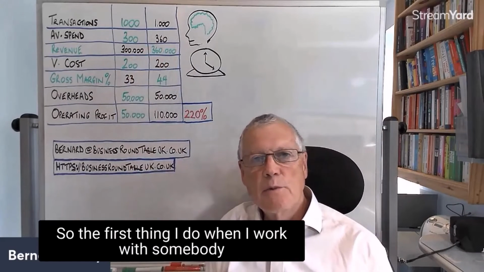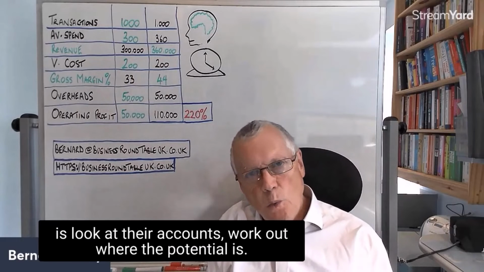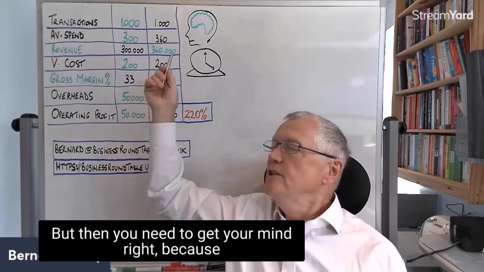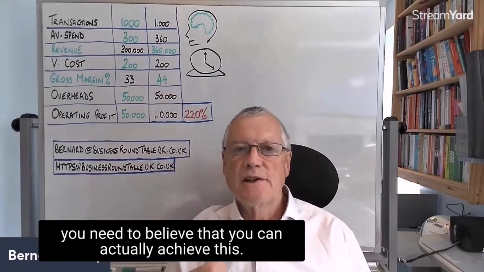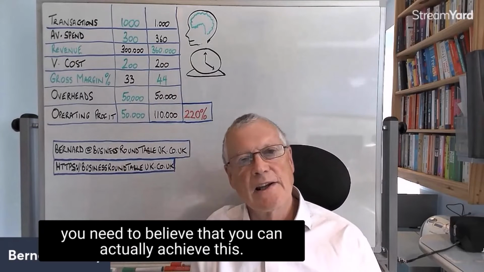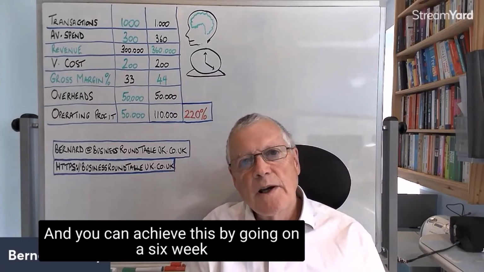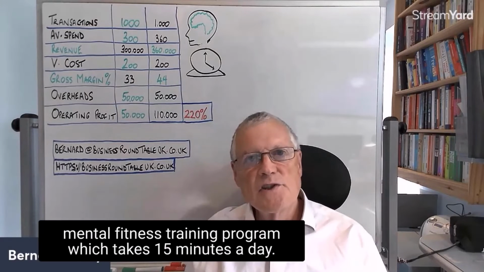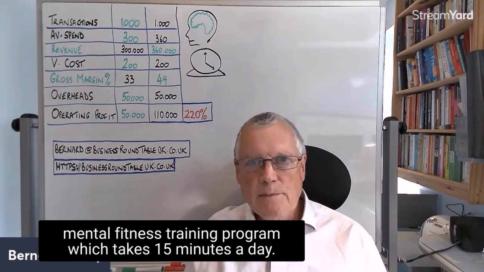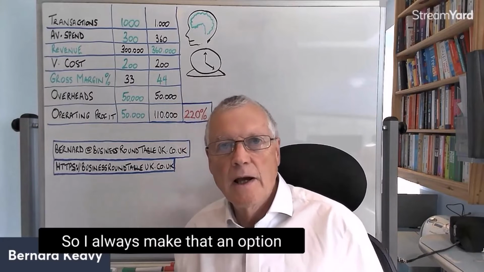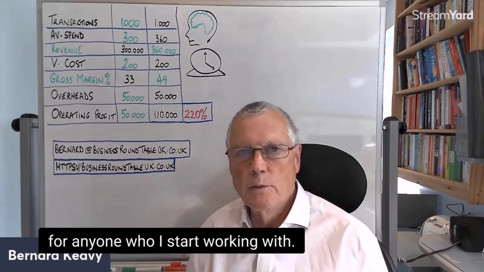So the first thing I do when I work with someone is look at their accounts, work out where the potential is, but then you need to get your mind right, because you need to believe that you can actually achieve this. You need to have a positive mindset, and you can achieve this by going on a 6-week mental fitness training program, which takes 15 minutes a day. So I always make that an option for anyone who I start working with.